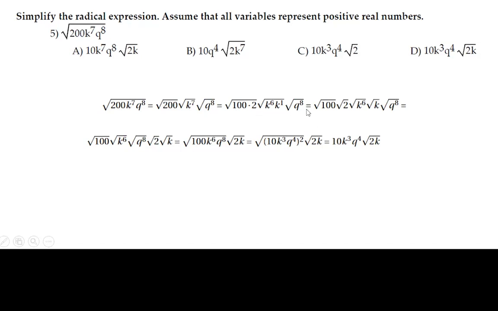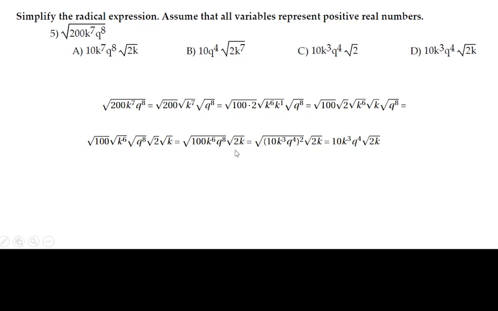So now we split up the radicals: radical 100, radical 2, radical k to the 6th, radical k, radical q to the 8th. Then I'm going to rearrange these. Up first, we have the radicals that are perfect squares, the 100, the k to the 6th, the q to the 8th, times the leftover ones, the radical 2 and the radical k. Now we can combine the radicals since they're all multiplication. Combine the perfect squares, 100 k to the 6th, q to the 8th. Combine the leftovers, 2k.